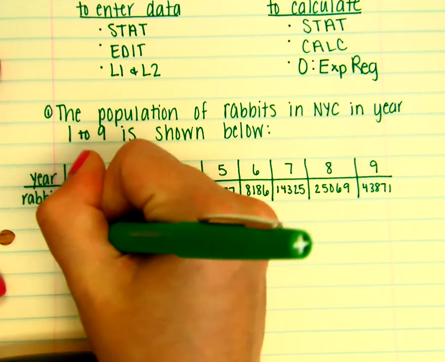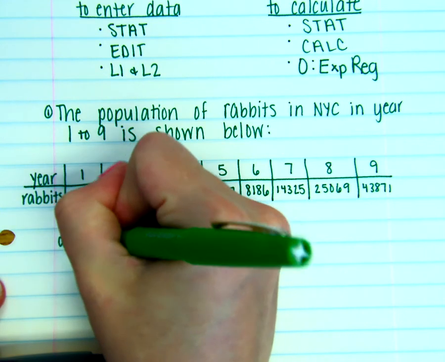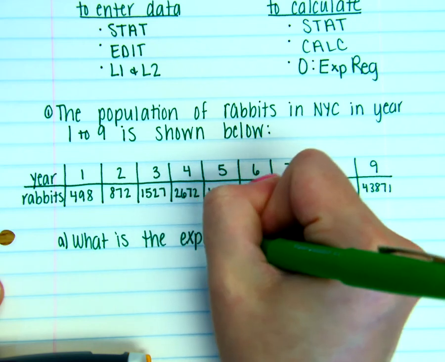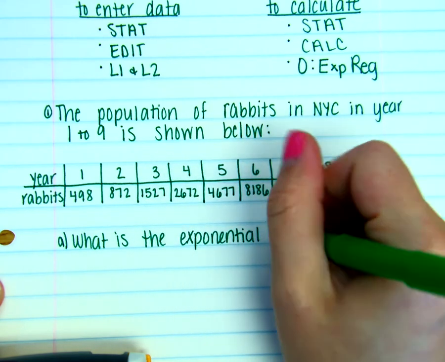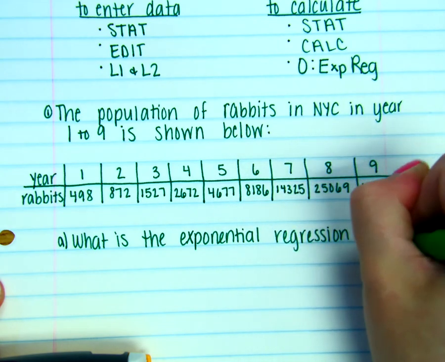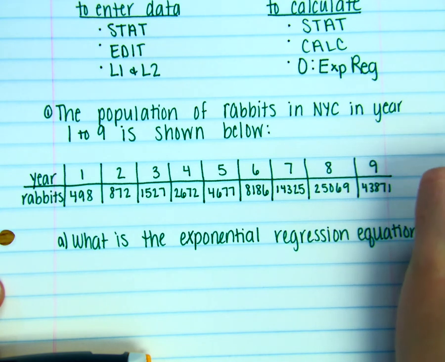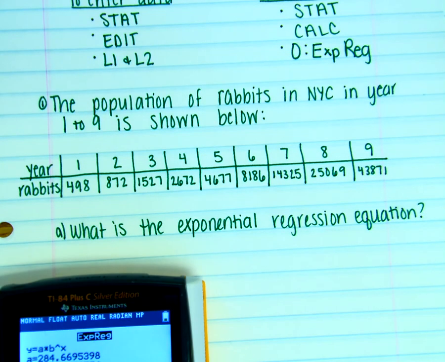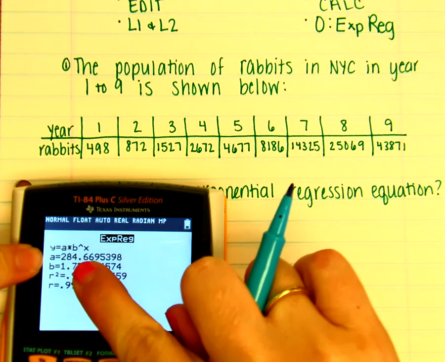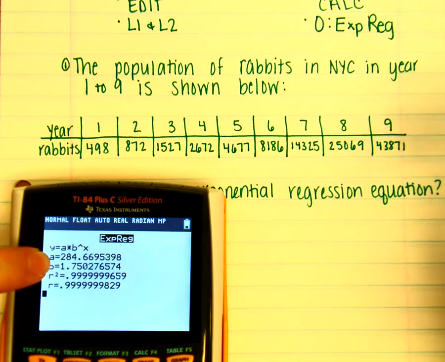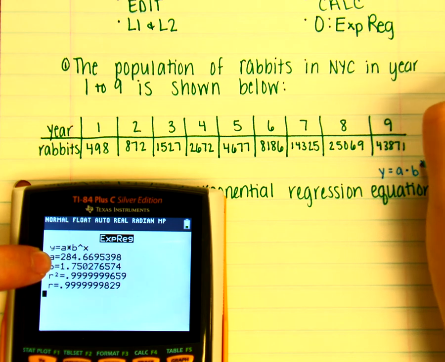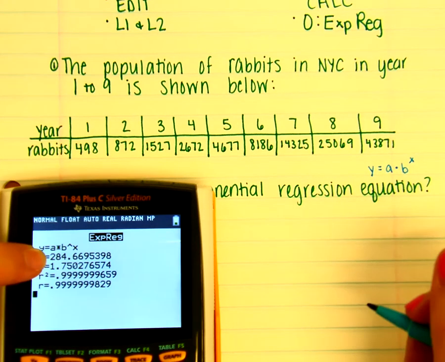So part A of the question is going to say, what is the exponential regression equation? And so what we would do is in our calculator, you can see that it has A and B, and then it sets us up for what the equation is going to look like. So the equation says y equals A times B to that x power. That's what it's showing us in the calculator.